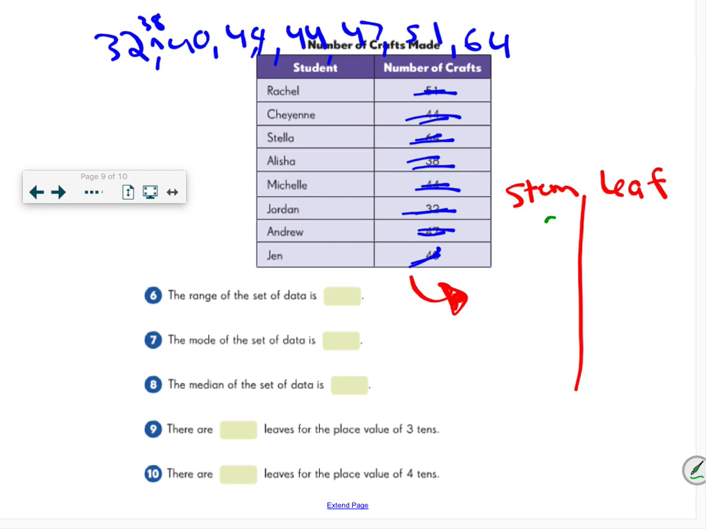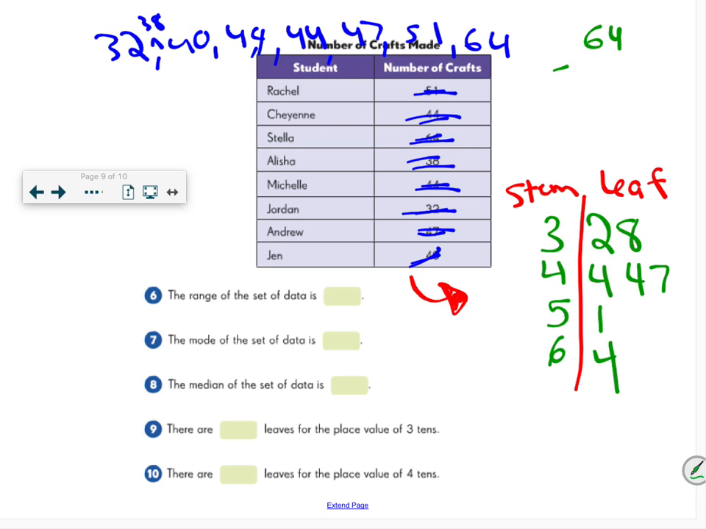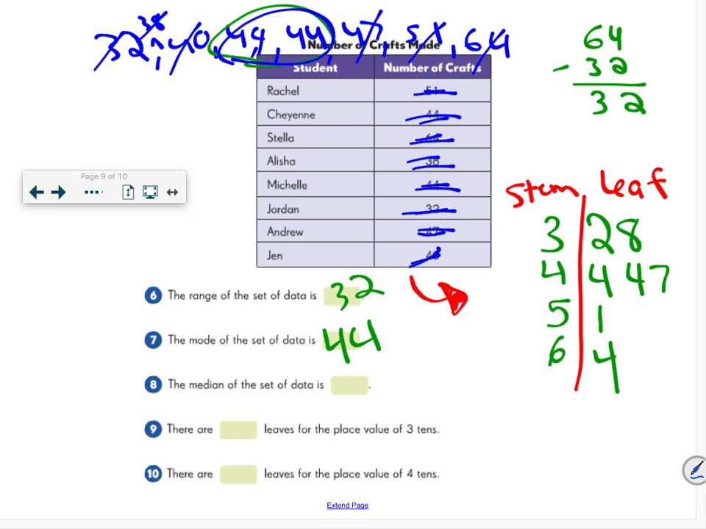My stems are the tens place, so I have numbers in the 30s, 40s, 50s, 60s. And my leaves, I have a 32, 38, a 44, a 44, a 47, a 51, and a 64. The range is the biggest number minus the smallest number, so my biggest is 64, my smallest is 32, so my range is 32. The mode is the one that comes up most often. I see I have two 44s. That is the mode. The median, again, I can do by crossing off. 1, 2, 3, 4, 5, 6. And I have 2 in the middle. But 44 and 44 are the same, so the median is just 44.